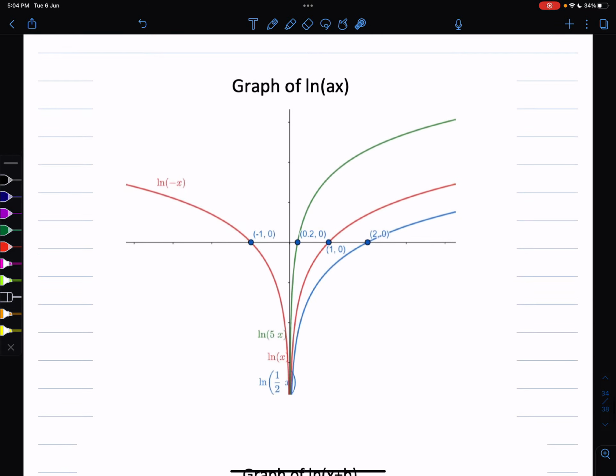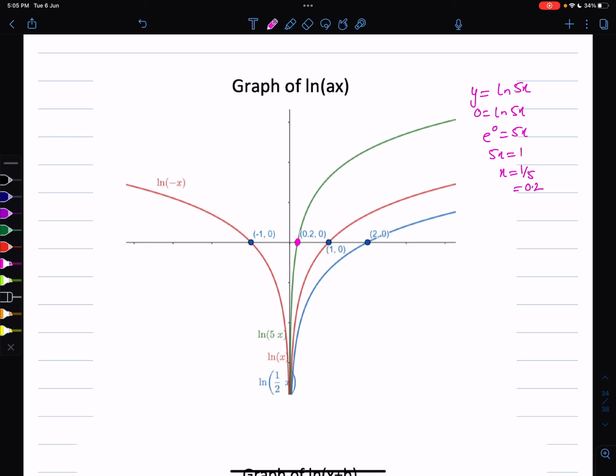Now let's consider the graph of ln ax. This a is just responsible for horizontal stretching of the graph. So let's consider the example of y equals ln 5x. To find the x-intercept, we are going to plug in y as 0, and e to the power of 0 is going to be equal to 5x, which means 5x equals 1. So x equals 1 upon 5, or 0.2. Now the x-intercept reduces from 1 down to 0.2.